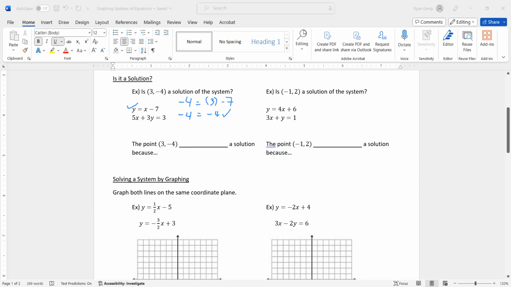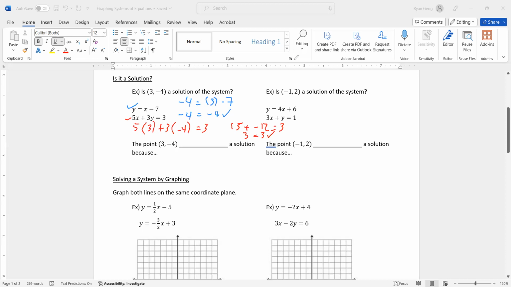All right, now let's do the next one. This one's in standard form, but that really doesn't matter. I'm just going to put 3 in for x and -4 in for y and see if it equals 3 when I simplify it. So 5 times 3 is 15. 3 times -4 is -12. 15 plus -12 is 3. Does 3 equal 3? Yes, it does, which means the point (3, -4) is also on that line.